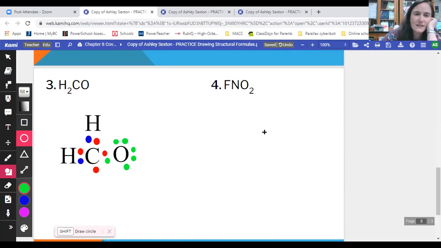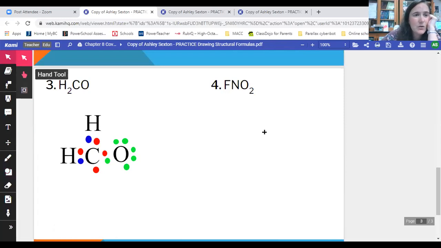Because when I'm looking at this, I have hydrogen. It has 2 dots. That's fine. This hydrogen has 2 dots. This is fine. Carbon has 1, 2, 3, 4, 5, 6, 7. Oxygen has 1, 2, 3, 4, 5, 6, 7. Ooh, this is not good. So I'm gonna have to move something. I'm gonna basically just move and rearrange.